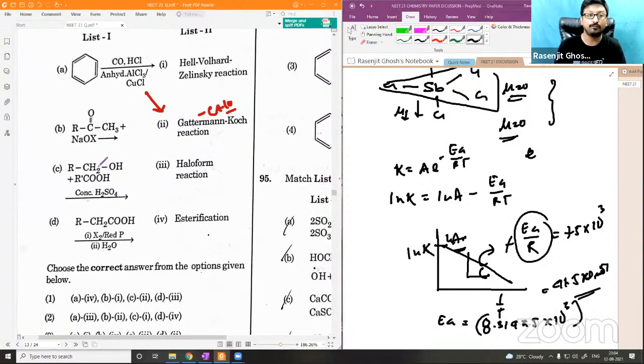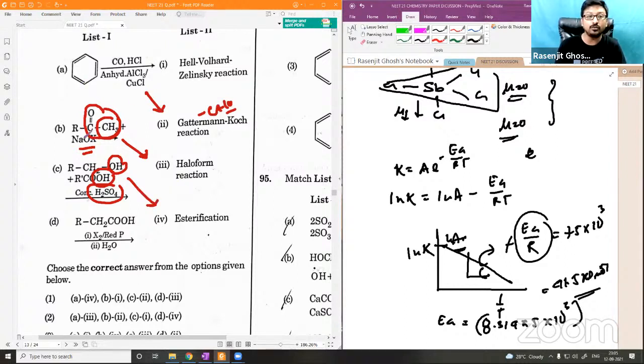So A2. Next, this one, RCOCH3. Definitely this molecule contains a keto methyl group, and you have sodium hypohalite, NaOX. So this reaction is known as the haloform reaction. This methyl group will form the haloform, and this part will be oxidized to your acid. Next one, see, there is an alcohol and an acid, and you have a concentrated mineral acid. So this reaction is known as the esterification reaction.